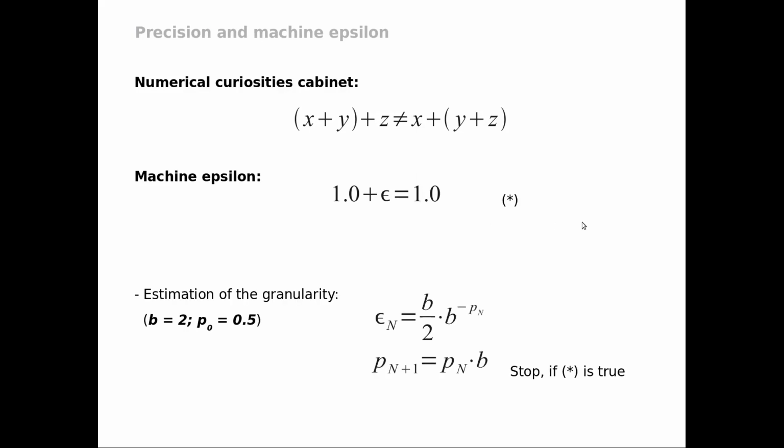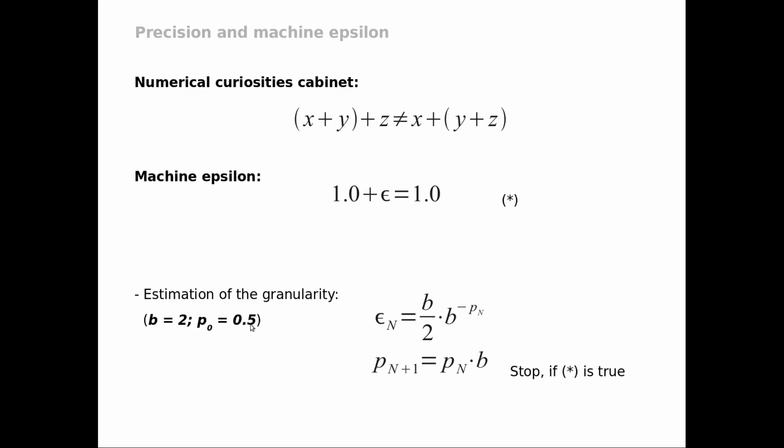So how to estimate the epsilon? Well, you can do an iterative approach. You can try with given numbers. Let's say you have such a formula for the epsilon in step n, for example: you take b half times b to the power of minus p. And then the starting values are these. So you start with b equals 2 and p0 equals 0.5.